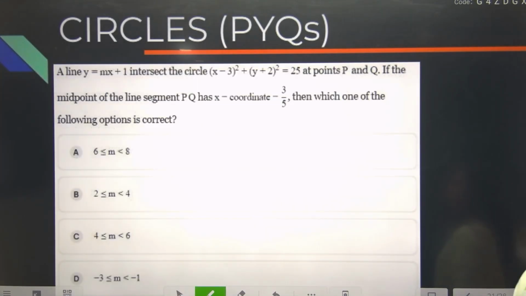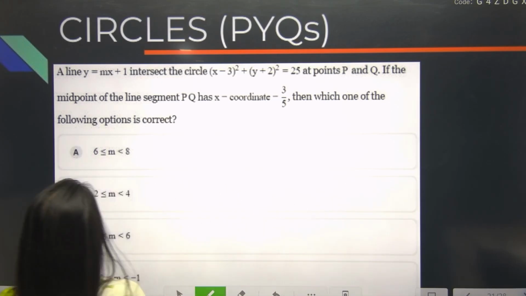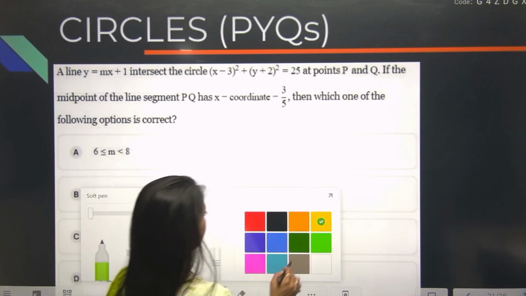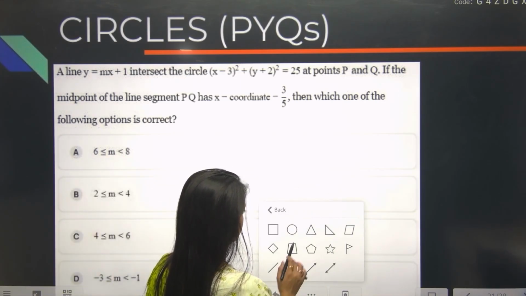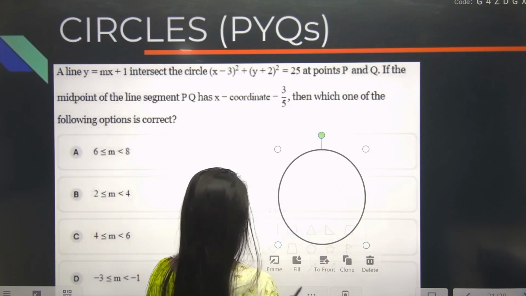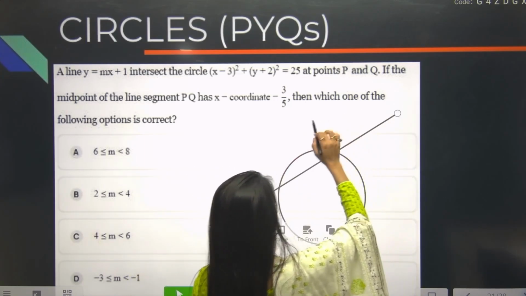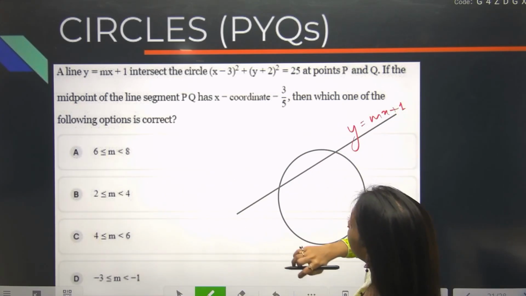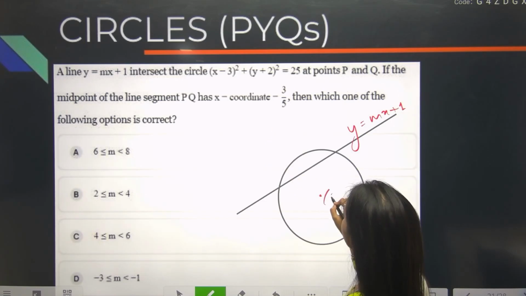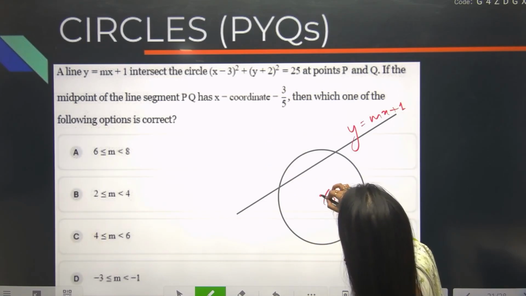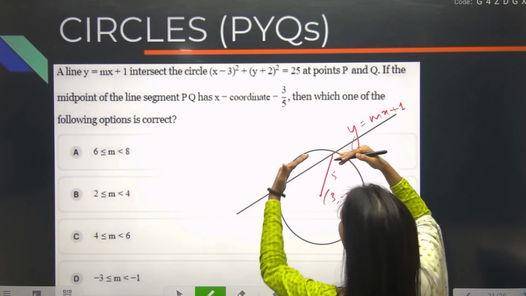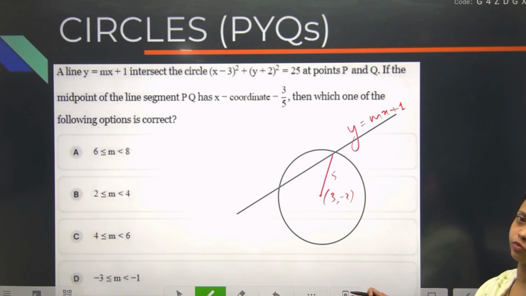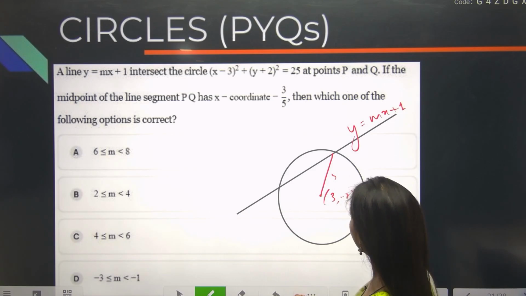Next we have a line y equals mx plus 1 intersecting the circle at P and Q. Okay, so there is a line. It's not a tangent this time. This is a circle and a line. So the line is y equals mx plus 1 and center is 3 comma minus 2 and the radius is 5. Whenever I have a chord and a center, always try to make the triangle. This will help you 95% of the time.